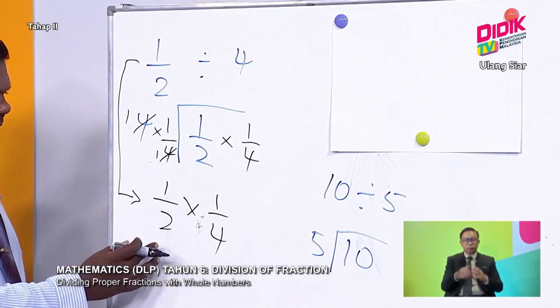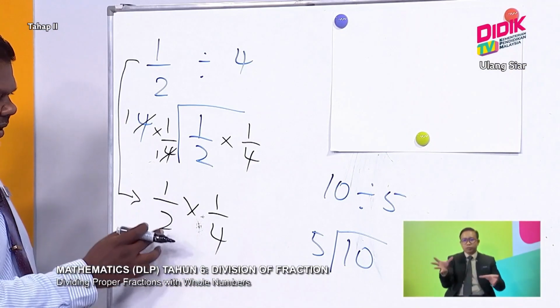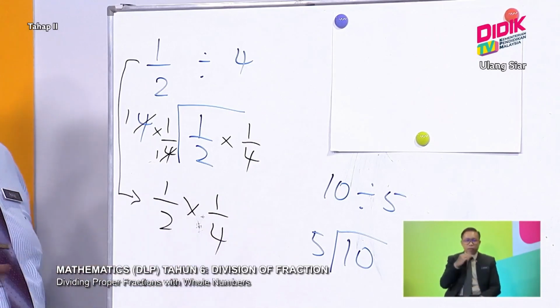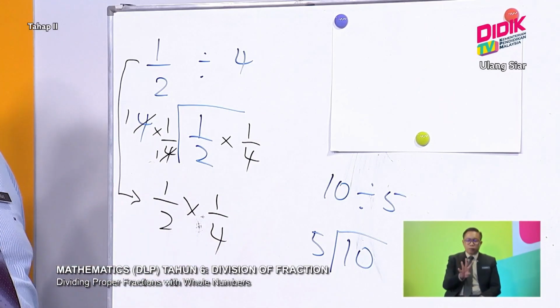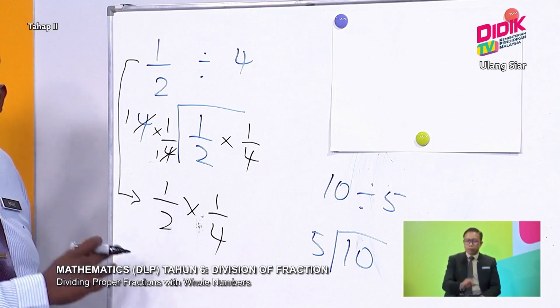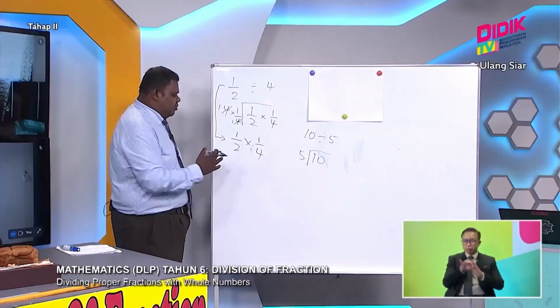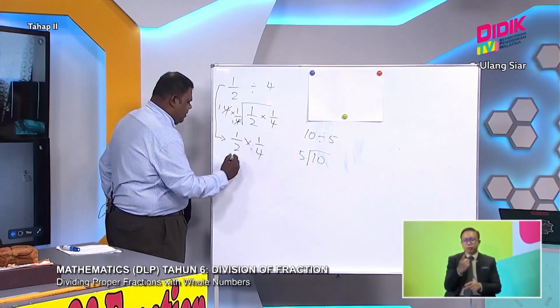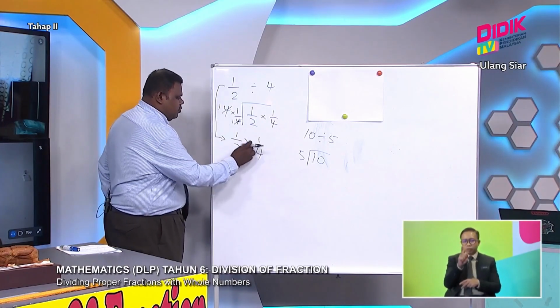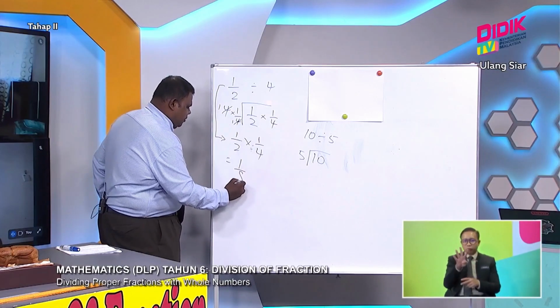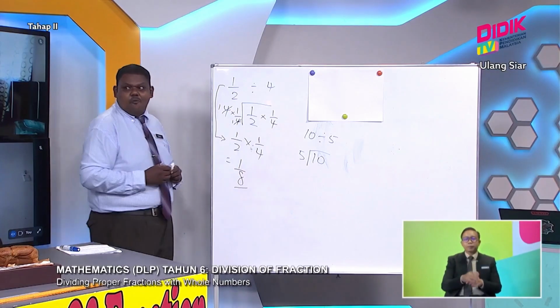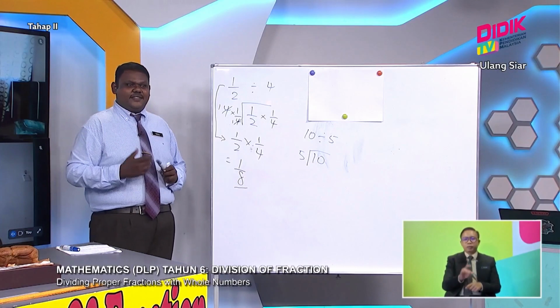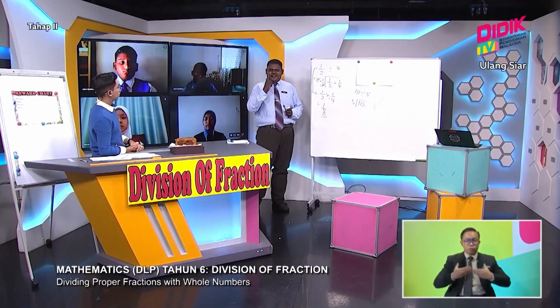Okay? So here what you have to do, you can simplify. Like here 1 and 2, 1 and 4, you cannot simplify. Whenever you simplify, up and down you must simplify. Down and down you cannot simplify. So when you cannot simplify, we just multiply. 1 times 1 is equivalent to 1. 2 times 4 is equivalent to 8. So the answer is 1/8. This is how we do standard written method calculation.